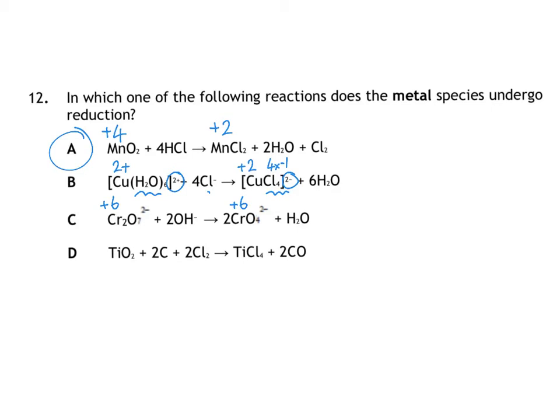And then in D, again, this is not a redox reaction. So we're starting with titanium oxide plus 4, the same as the manganese oxide at the start. But it's going to TiCl4, which is also plus 4. So the actual titanium's not doing anything in that point. It's actually the carbon and the chlorine. So the chlorine's being reduced in this reaction and the carbon's being oxidized.